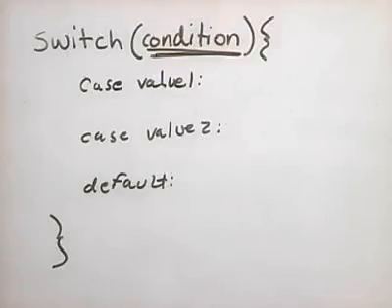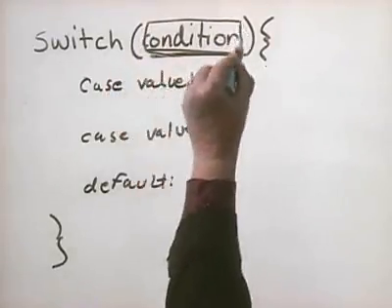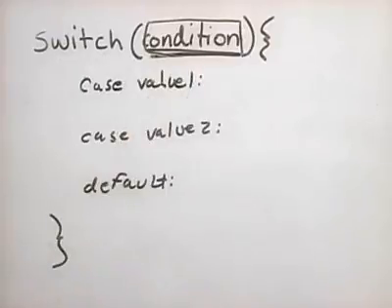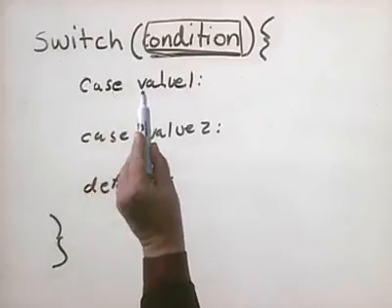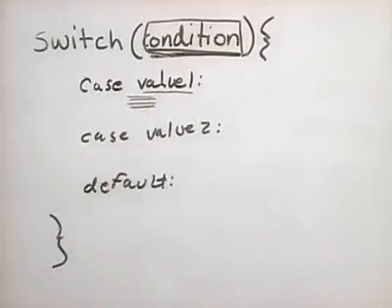This is an example of a switch statement. Notice you've got some kind of expression that you're evaluating up here, and you've got several cases which determine the value of that condition. So if that condition evaluates to this value, you'll execute the code in the case.